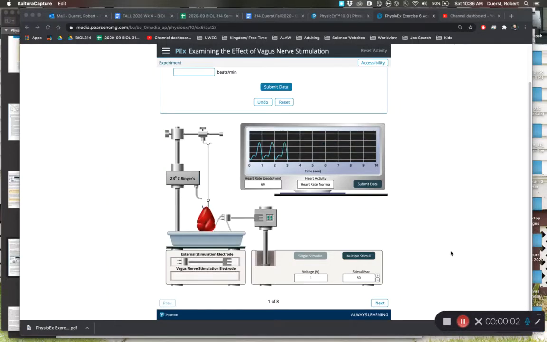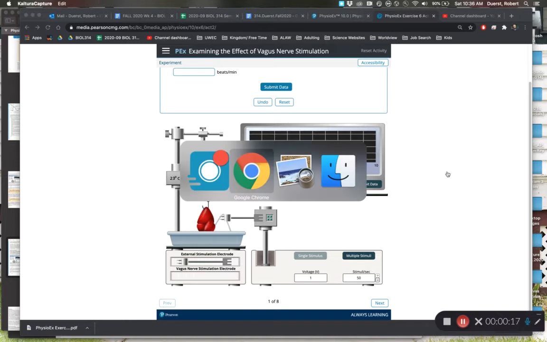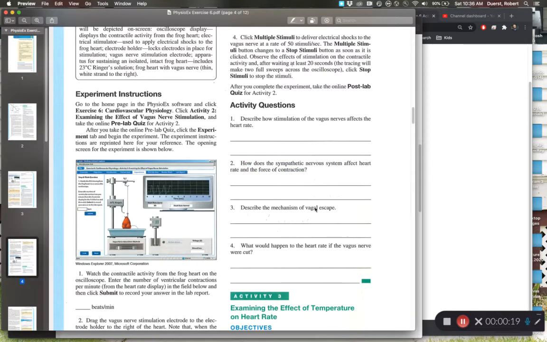Hi class, in this recording we're going to be covering PhysioEx exercise number 6, activity number 2. We're going to be focusing on the effect of the vagus nerve on the heart and heart rate. To review, the vagus nerve is cranial nerve number 10, and it's going to be the primary nerve of the parasympathetic nervous system to the heart.